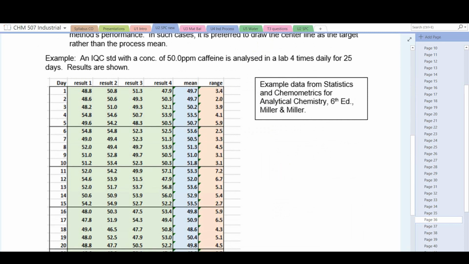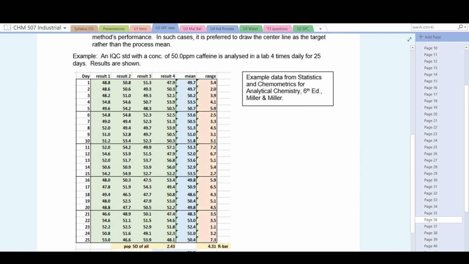Here's a worked example. An IQC standard with a concentration of 50.0 ppm caffeine is analyzed in a lab 4 times daily for 25 days, and here are the results. The leftmost column has the day number, and the next 4 green columns are 4 results per day. The blue column is the average of the day, and the range is in the orange column on the end.